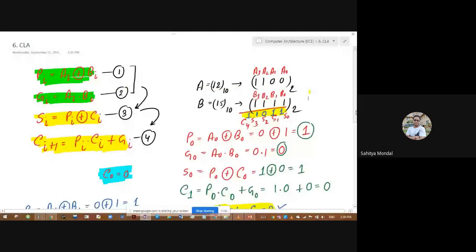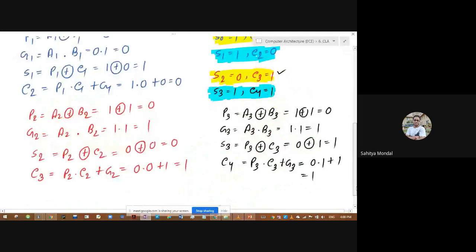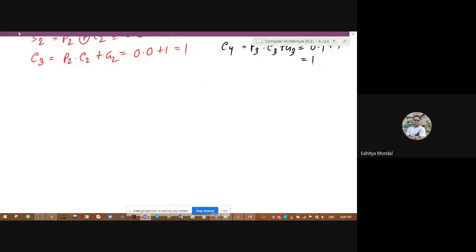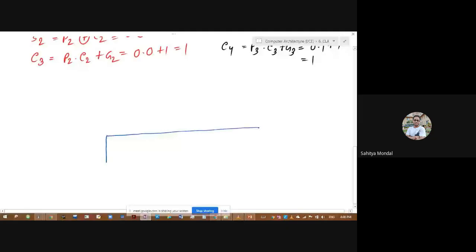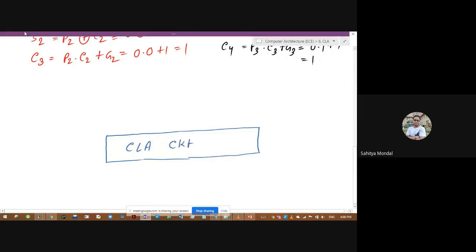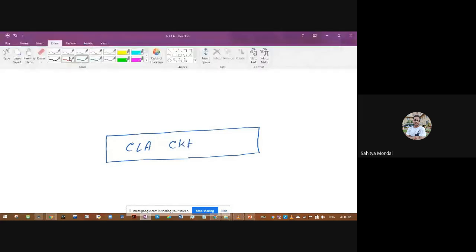I hope this is clear to you. Do you have any questions to ask? No, sir. Okay, so I hope you can understand the methodology followed in the carry lookahead adder. Now here, see the block diagram of the CLA. For all the mechanism, I am making a black box as the CLA circuit. Whatever mechanism has been discussed comes under the CLA circuitry. Now what are the inputs of this CLA circuitry?